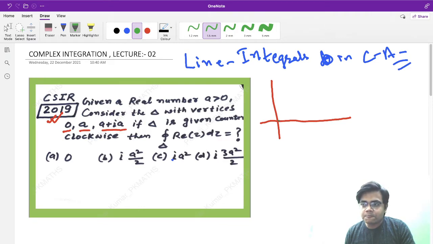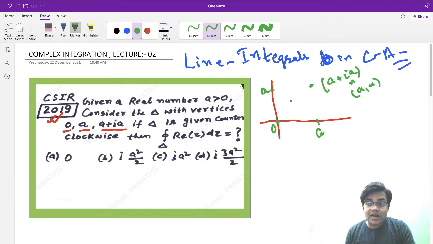So why are you not trying to make the picture? So here is 0 and here is a, and if you want to write a plus iota a, then you have to go over here. Okay, along the x-axis a, along the y-axis a. So this is the point a plus iota a. Simply you can write it as (a, a) as well, isn't it? So now this is the triangle. Over this you have to integrate, and counterclockwise is also written, so we must put the orientation anti-clockwise. Now you can see that this triangle has three sides.